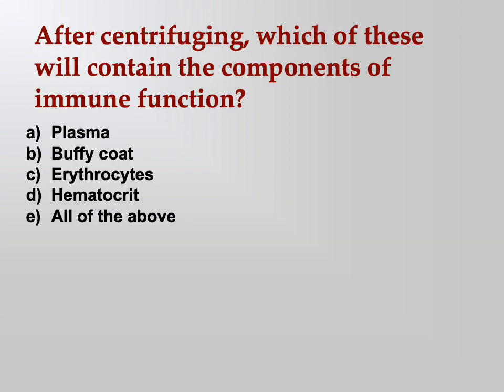All right, after centrifuging, which of these will contain the components of immune function? That would be the buffy coat where the white blood cells are, okay?